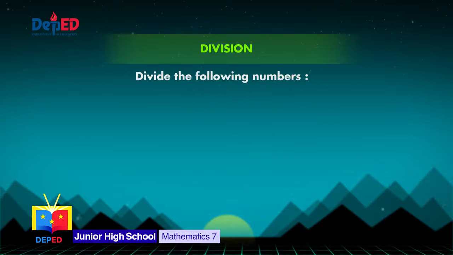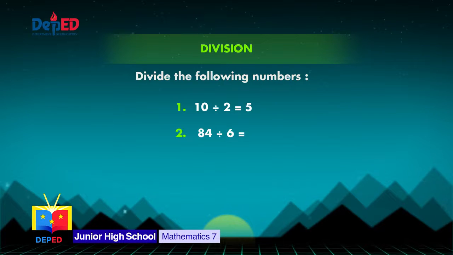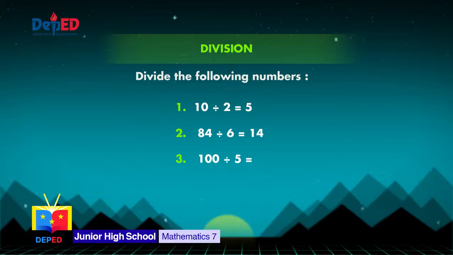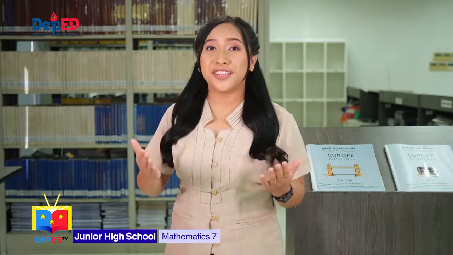This time, we will proceed with division. Let's divide first the following numbers. 10 divided by 2 is 5. 84 divided by 6 is 14. 100 divided by 5 is 20. Wow! You did a great job!